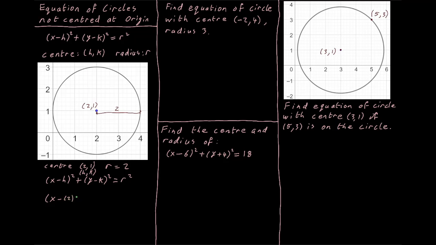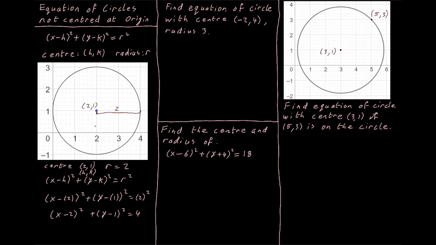I'm subbing into a formula, so I'm going to put everything in brackets, squared plus y minus k, which is 1, squared is equal to r squared. That's going to be 2 squared. And we tidy that up. We have x minus 2, all squared, plus y minus 1, all squared, and 2 squared is 2 by 2, which is 4. So that would be the equation of that circle.